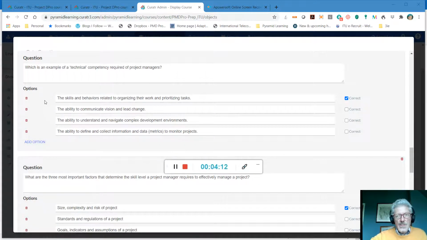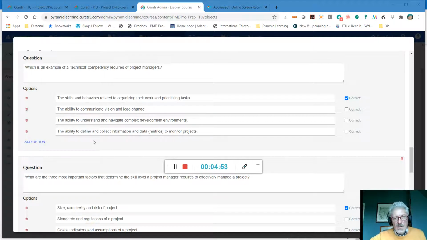And then we've got what's an example of this. Again, this is a little bit trickier. Simply, I think it's a linguistic issue. But the correct answer is A, the skills and behavior related to organizing their work. And I think that's referring to themselves, but also the project team, and so on. And again, vision to lead change. That's not particularly, I would say, a technical skill about project management. It could be applied to lots of other things. C, understanding and navigating development environments. Well, that's a development competency area. And lastly, the metrics.